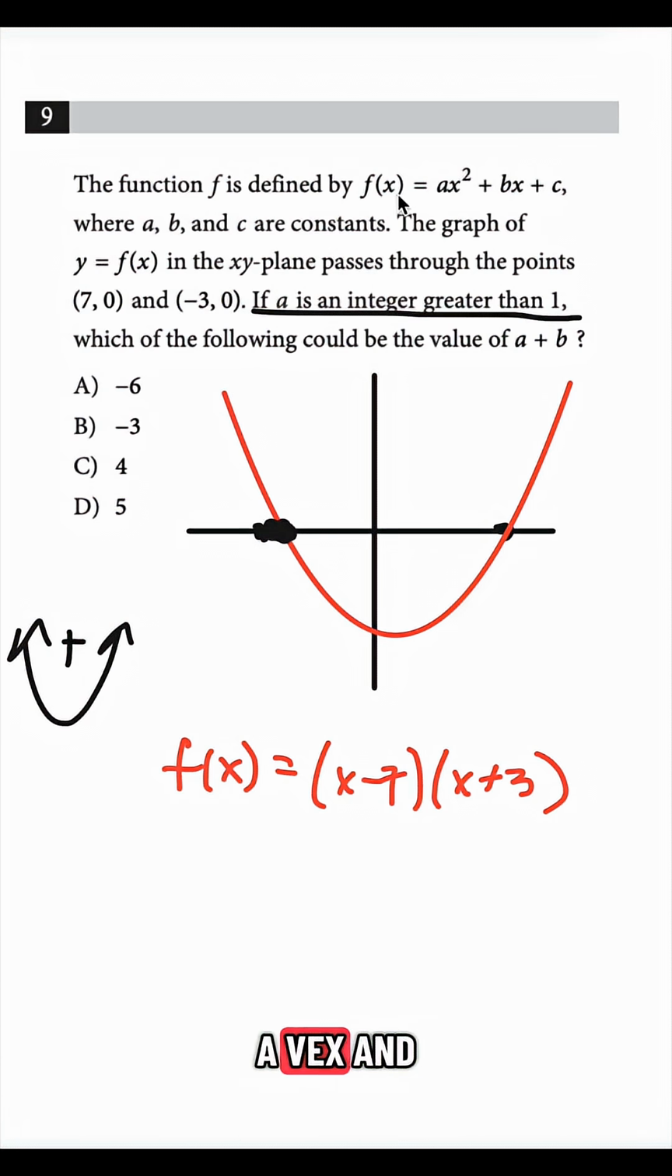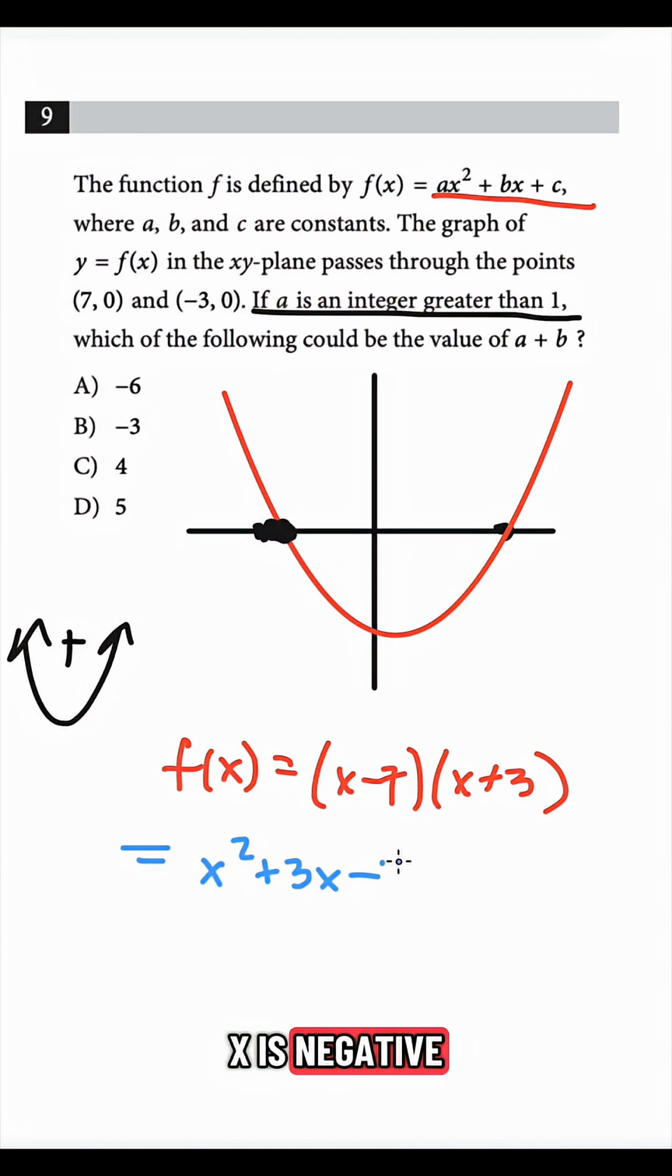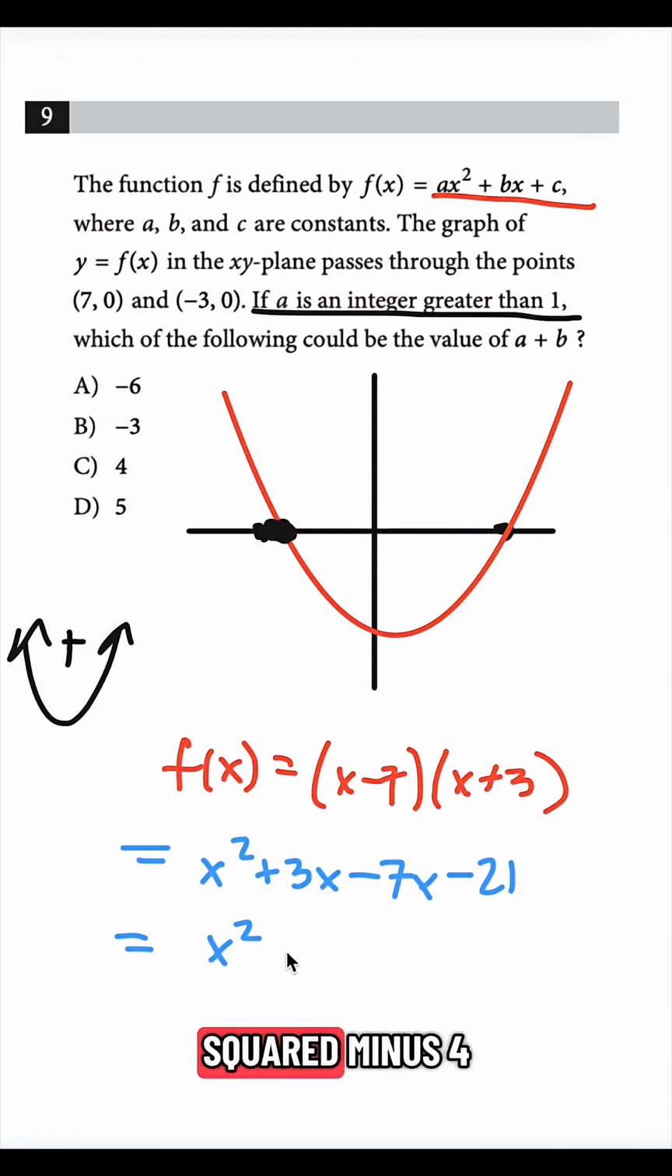So we have f of x, and we want to put it in this format right here. So we're just simply going to FOIL this out. x times x is x squared, x times 3 is 3x, negative 7 times x is negative 7x, and negative 7 times 3 is negative 21, which is x squared minus 4x minus 21.